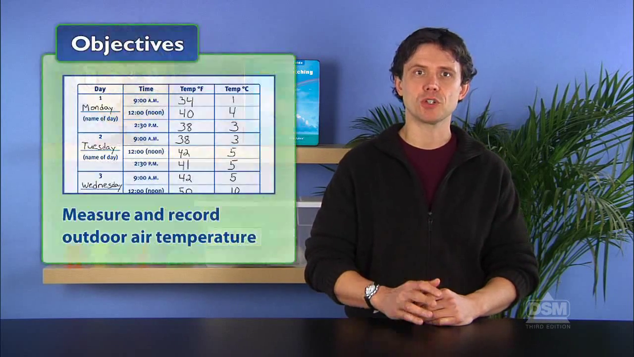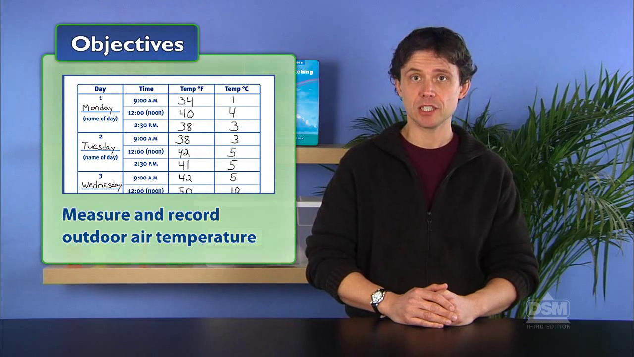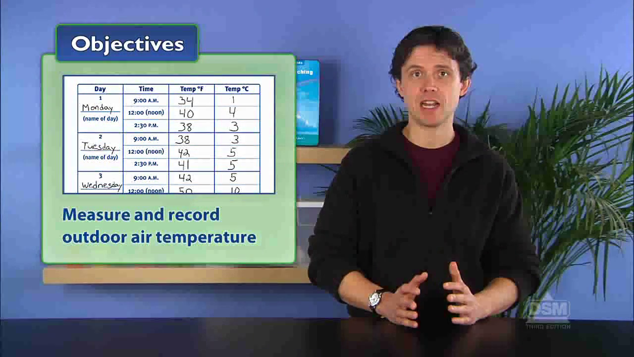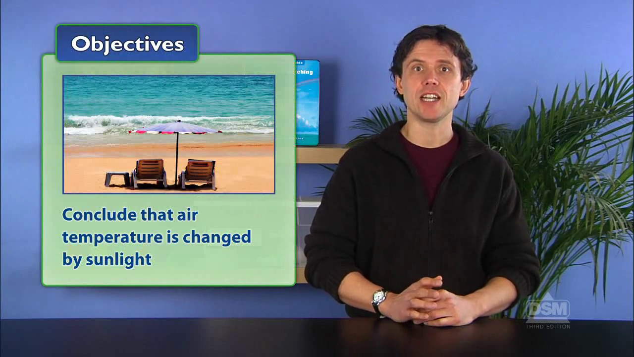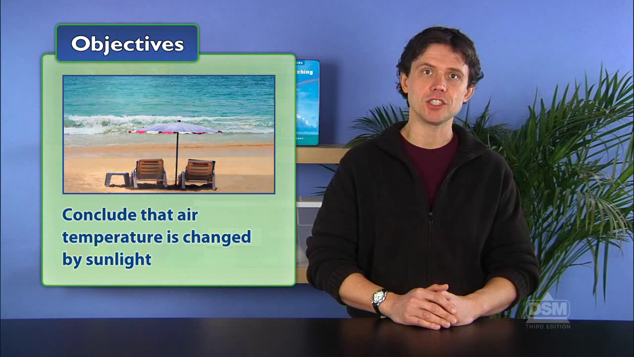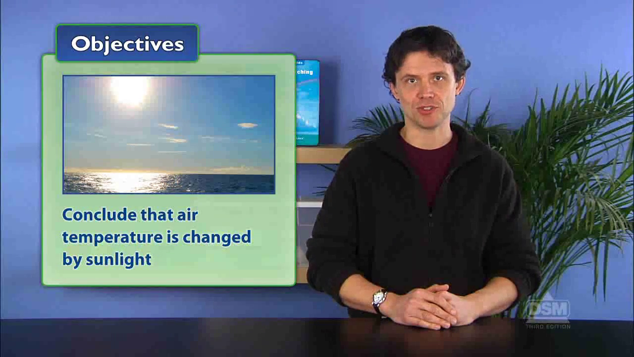In Activity 3, Temperature Changes, students observe changes in air temperature and discover the role of the sun in heating Earth. Students first record outdoor air temperature at 3 different times of day for a period of 5 days. They then discuss the role of the sun in heating Earth, and finally conclude that changes in air temperature are caused by changes in the amount of sunlight that reaches Earth.